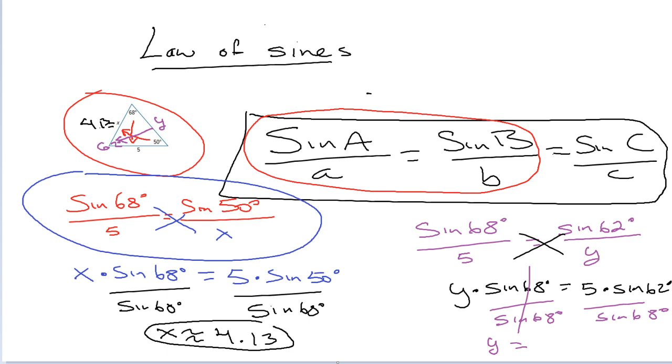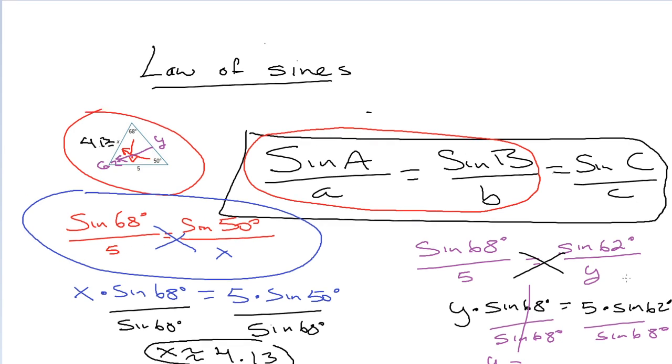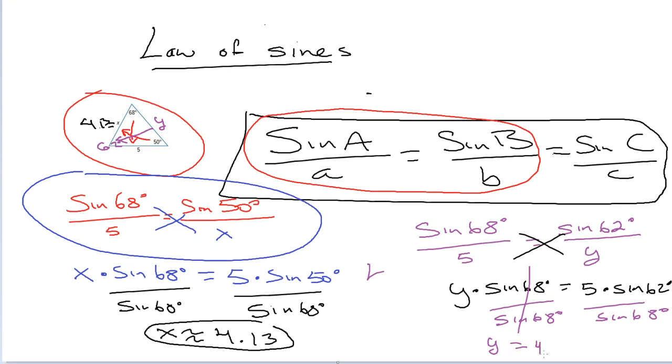4.76. All right. Let me get my pen and write that down here. Right here, 4.76. All right. And we can say that we have solved the entire triangle using the law of sines. Okay, I hope that makes sense.